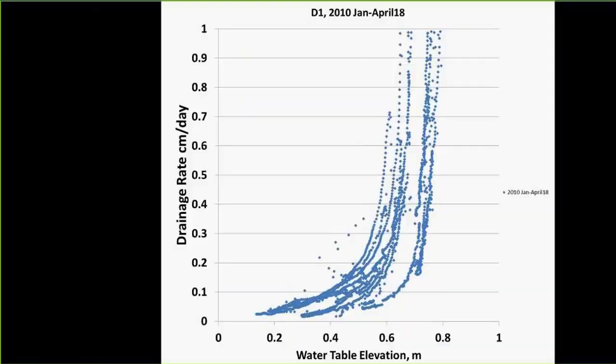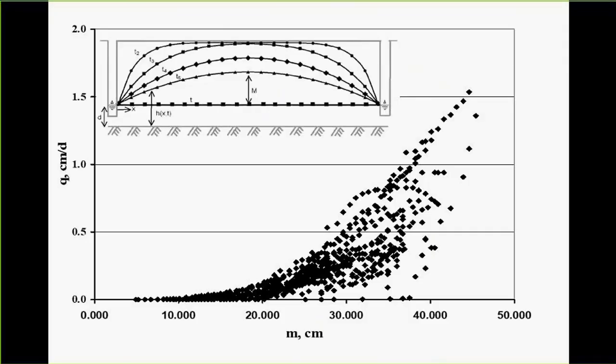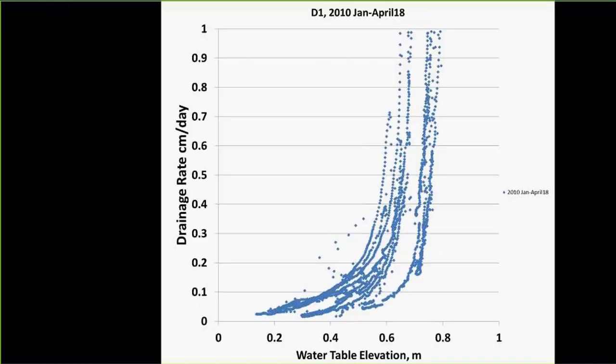So if you look, these are actually measured results, where we've plotted measured water table elevation, measured drainage rates versus water table elevations. And these are some more measured water table elevations and drainage rates. Do you see a well-defined curve here? No. The answer to that question is no.